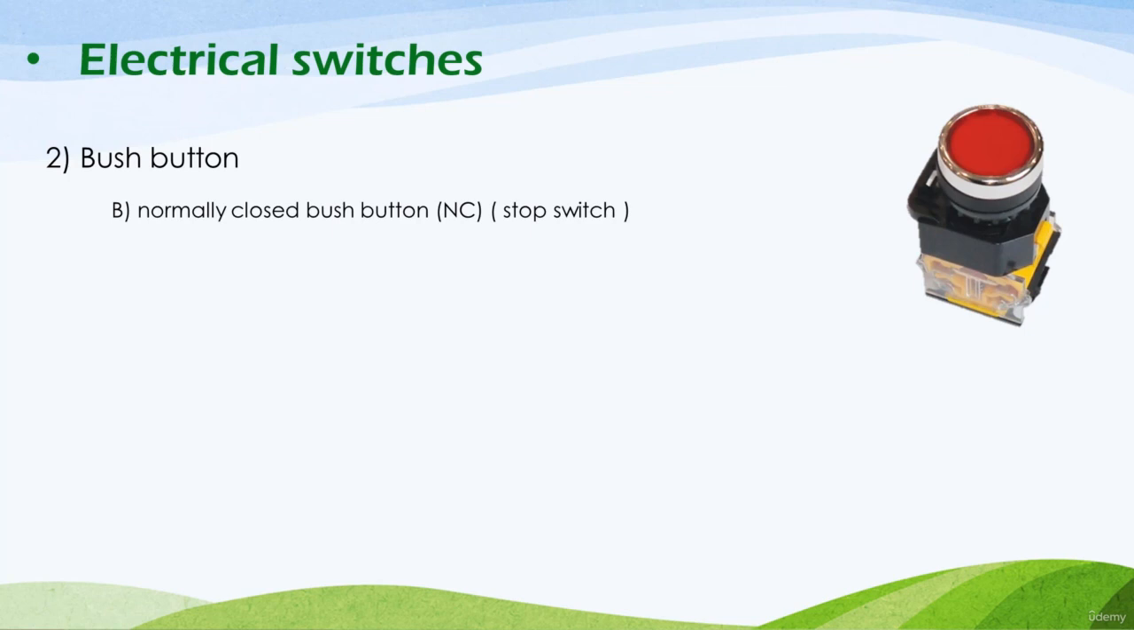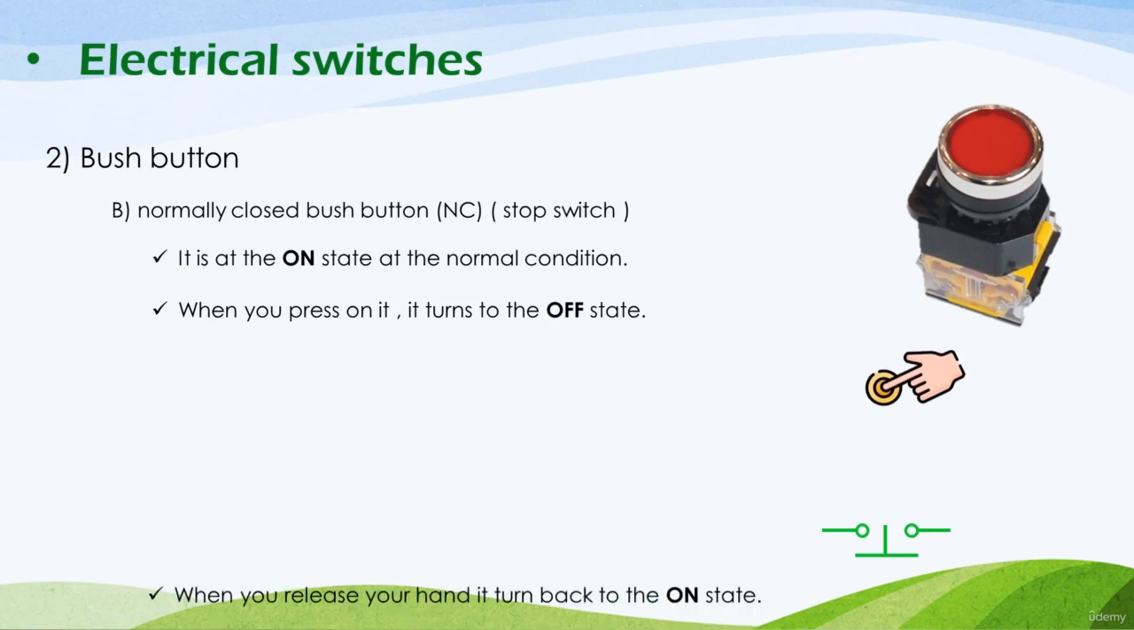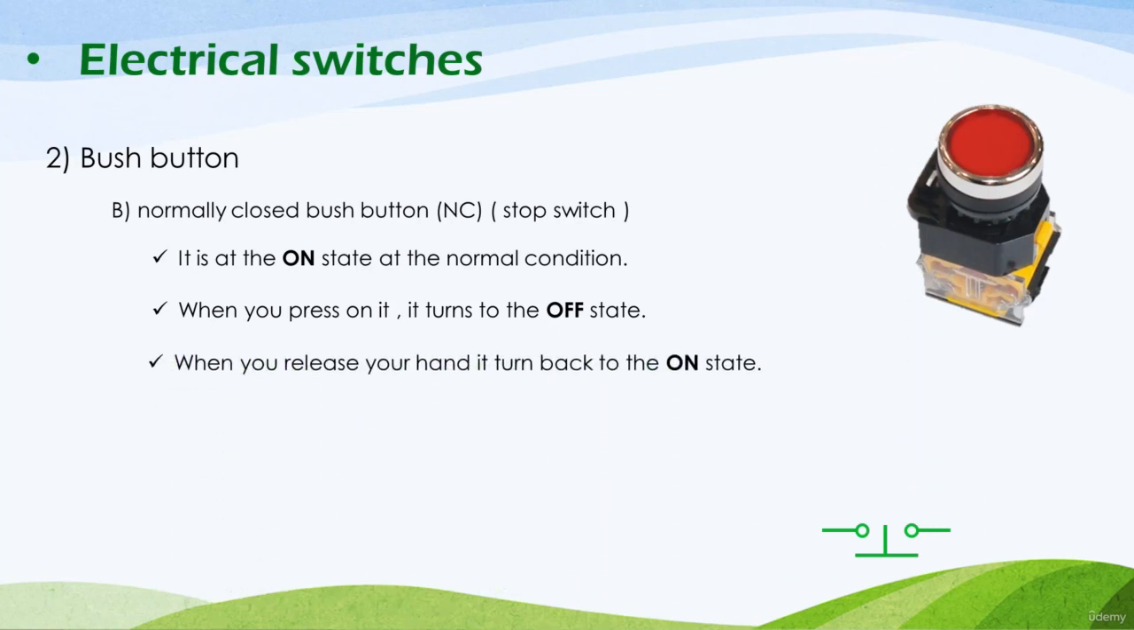And the working operation of this push button is that it's closed at the normal condition, and when you press on it, it turns to the off state. So it's not energized or it cuts the circuit when you press on it. But when you release your hand after pressing on it, it turns back to its original state, or it turns back to the on state. And for that reason it's called the stop switch, and this is because it's used in the circuits to stop the controlling circuit. This is because it turns off when you press on it.